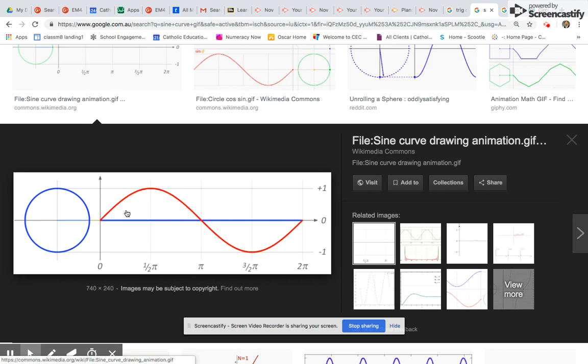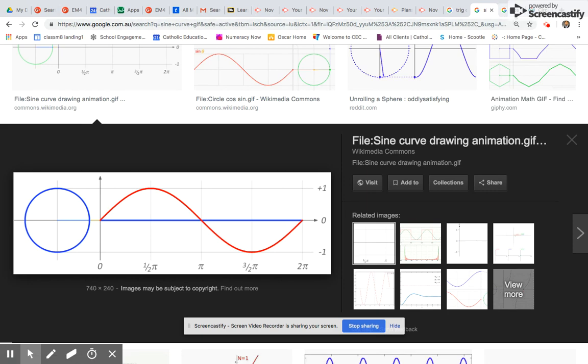And what we're going to look at is all stations to central, so all are positive here. Sine is positive. All stations to, so tan is positive here, and cos is positive here. So it's all stations to central.